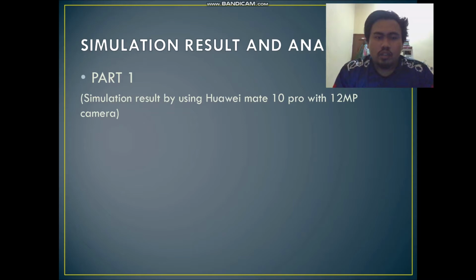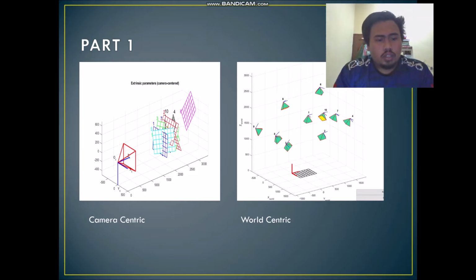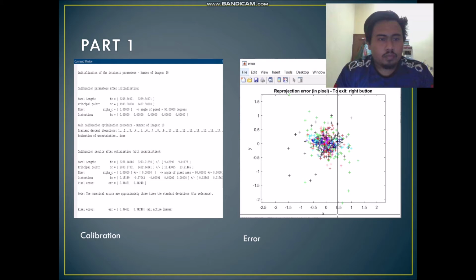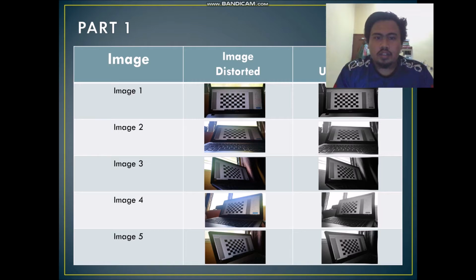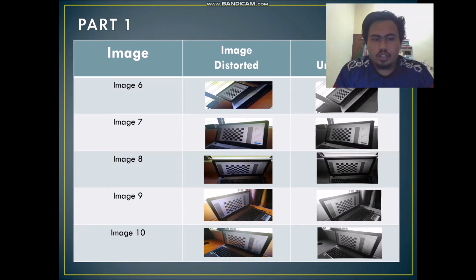Simulation result and analysis for part 1. For our result, part 1: camera-centric and world-centric views, calibration result and error, and last is the undistorted image, images 1 to 10.